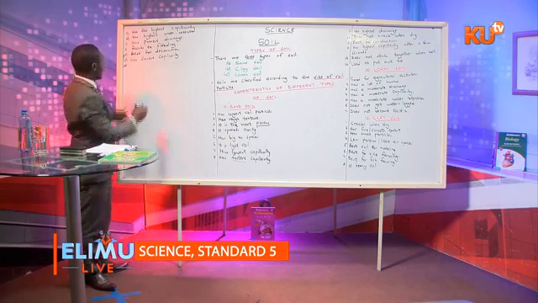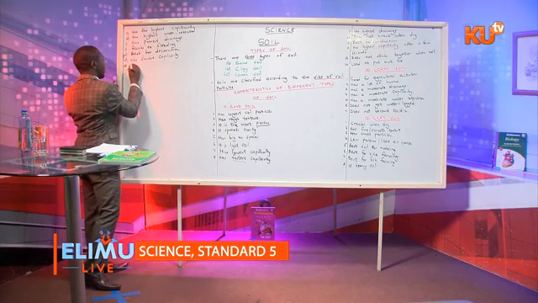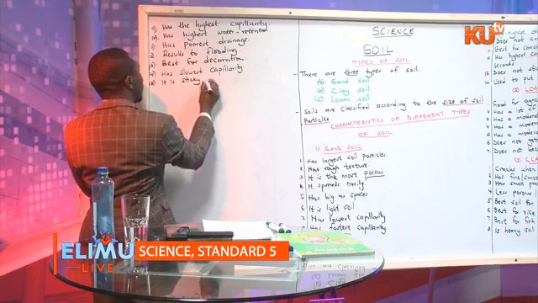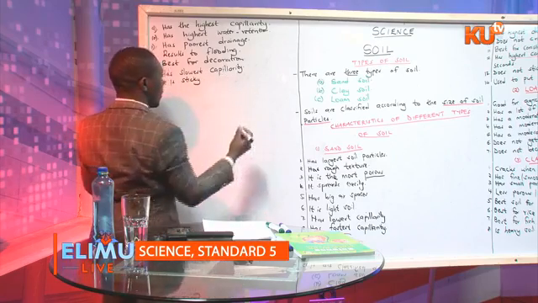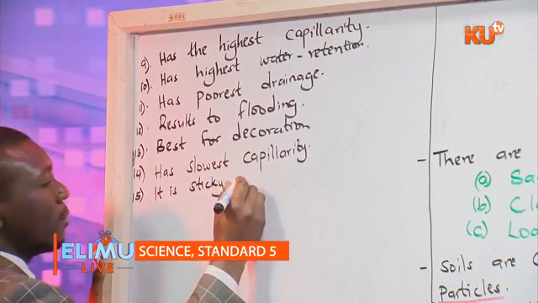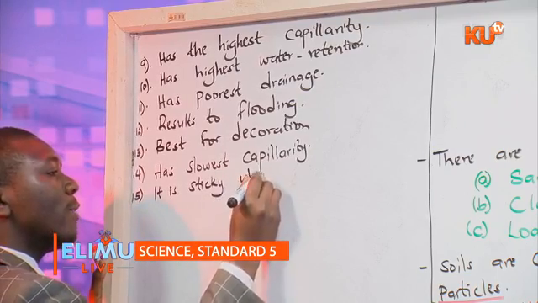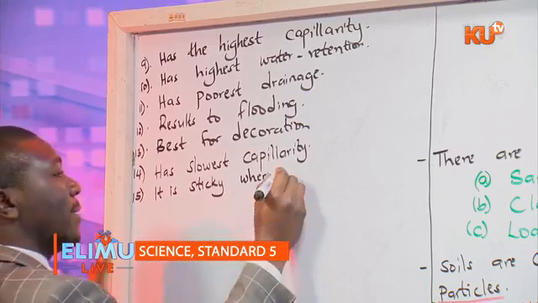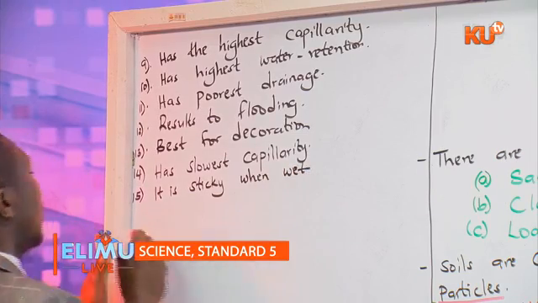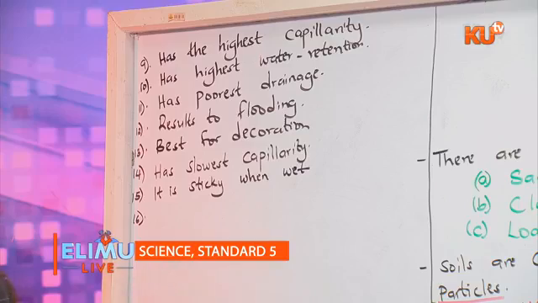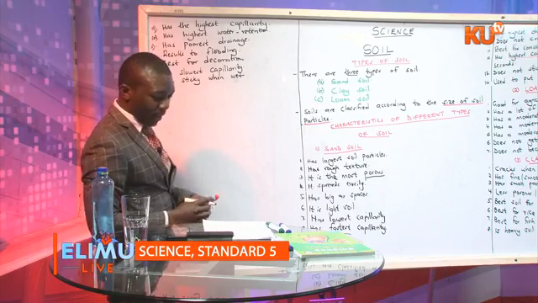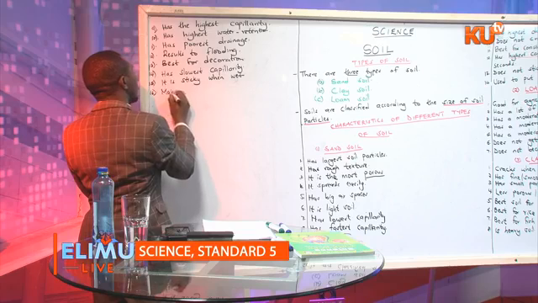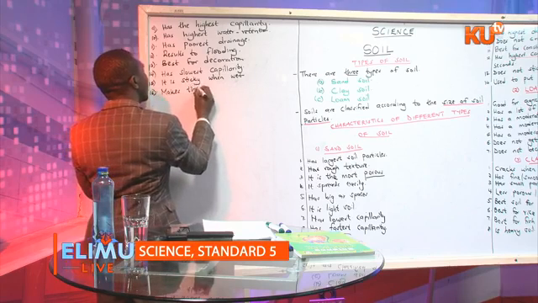The other characteristic: it is sticky when wet. It sticks on your hands when you are modeling. That's why in class 3, they are supposed to model using different types of soil to identify which type of soil sticks on their hands and which one does not stick. And then number 16, I want to stop from there because there are many. It makes the longest ribbons.